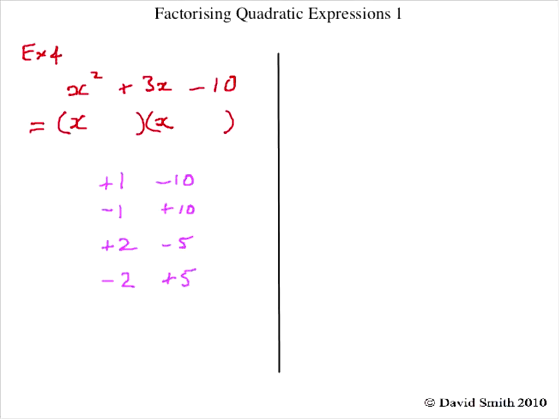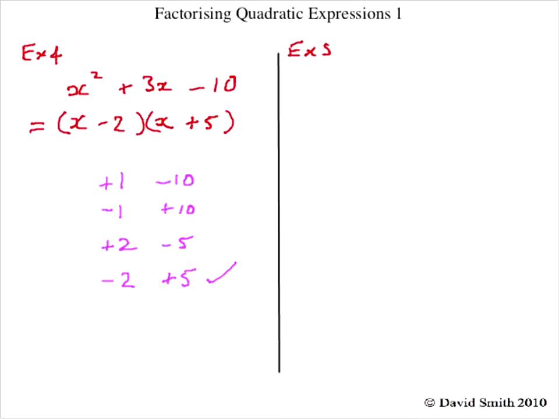So which of those pairs adds up to plus 3, the number in front of the x's? It's this last pair here. Minus 2 plus 5 comes to plus 3. So we can put minus 2 and plus 5 in to complete the factorization.